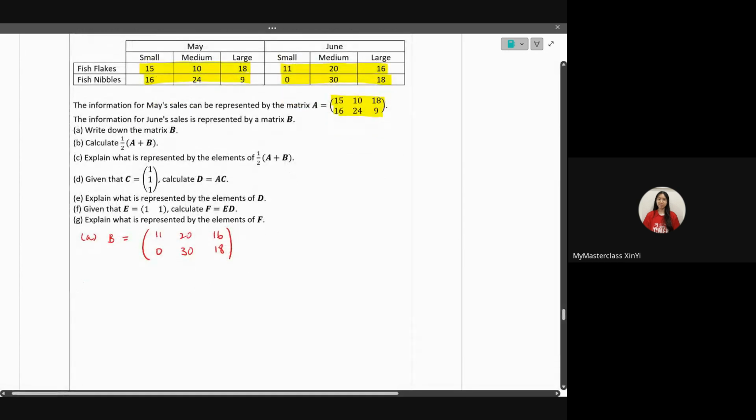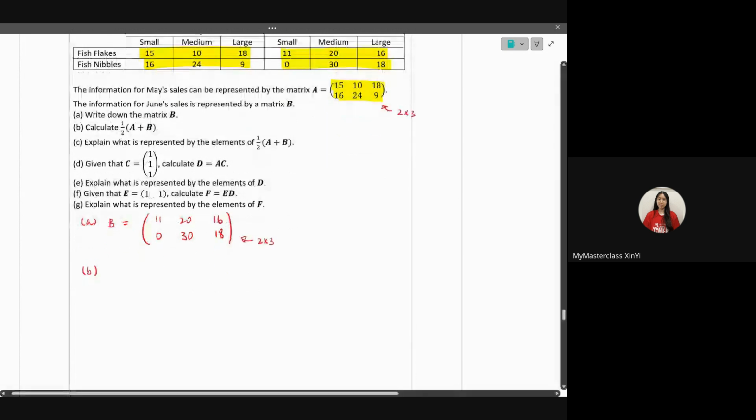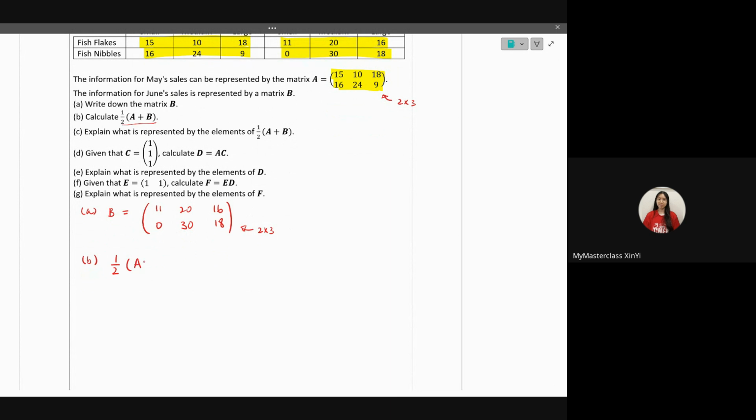Then for part B, calculate half of A plus B. So here, your matrix A is a 2 by 3 matrix, right? And then your matrix B is a 2 by 3 matrix as well. So remember, for addition and subtraction of matrices, you need both of them to be in the same order before you can do anything. So in this case, yes, you can calculate this. So let's try to calculate this first. So half of A plus B.